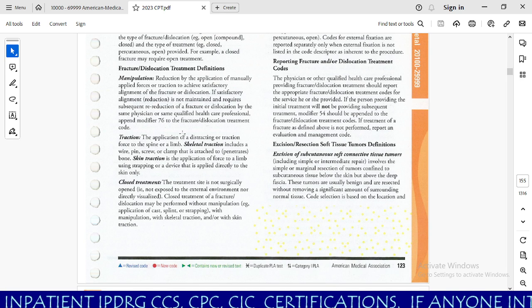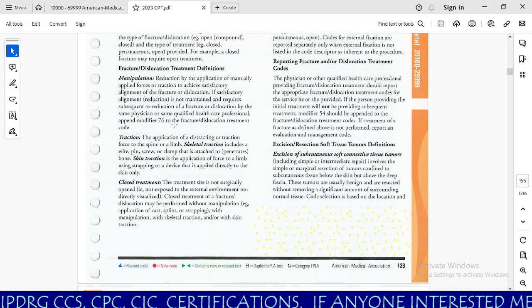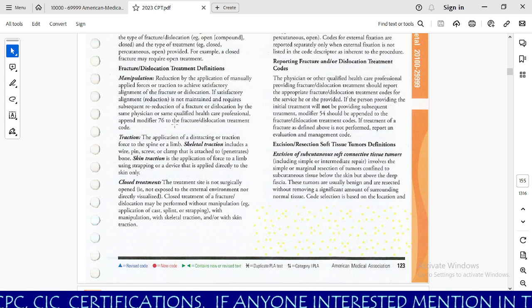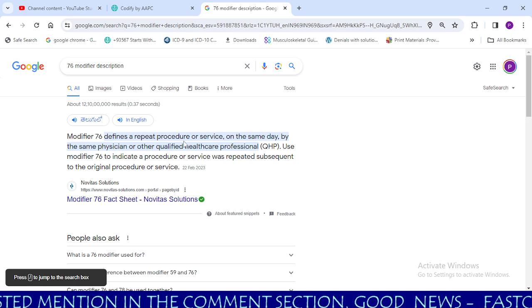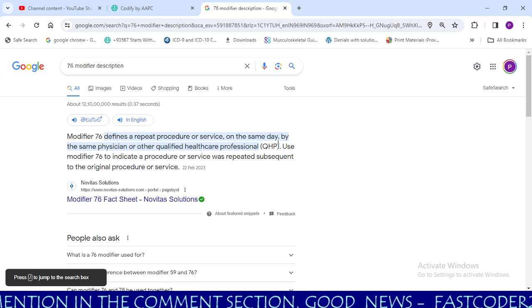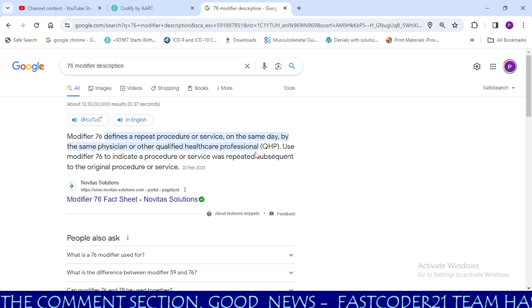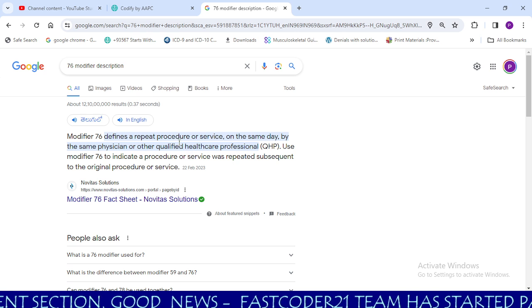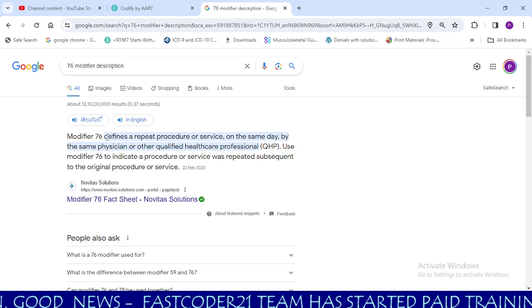Again, if the physician performs subsequent re-reduction of a fracture, we need to append the 76 modifier. So now we will check what the 76 modifier is. See here, modifier 76 defines a repeat procedure or service on the same day by the same physician or other qualified healthcare professional. So whenever the same physician performs a repeat procedure, we need to use the 76 modifier.